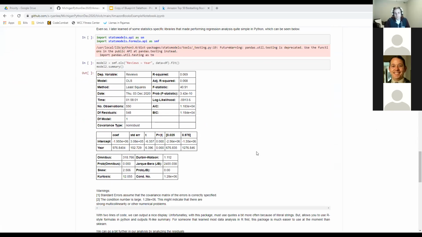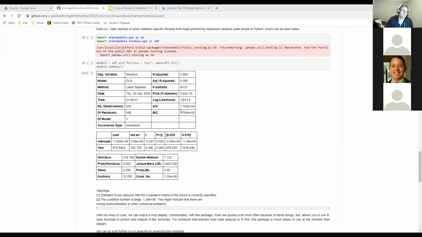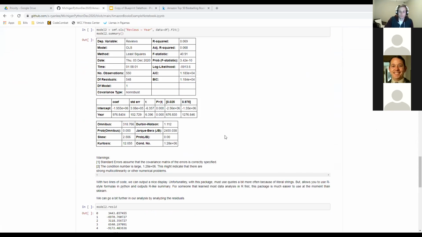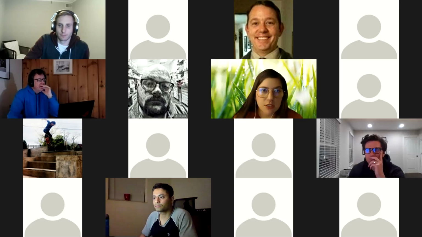an R-styled summary. So the statsmodels.api and statsmodels.formula.api, these two packages are the most similar to coding in R that I've used. But I don't know if there's any integration between the two languages themselves.